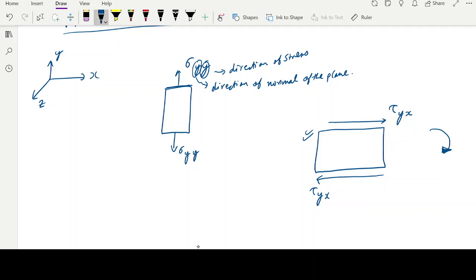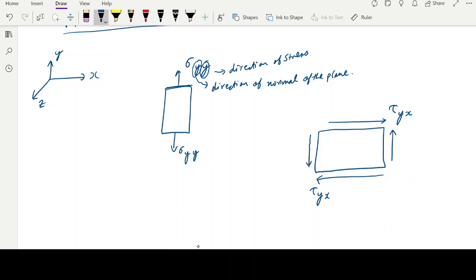There has to be something which is opposing this, right? Otherwise this would have been rotated. The body would keep rotating, right? There has to be some force which is opposing this pair of stresses. So that is known as the complementary shear stress, which acts in the opposite sense to this already acting pair of shear stresses.